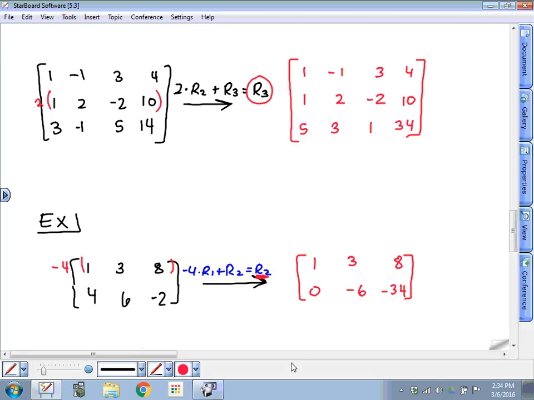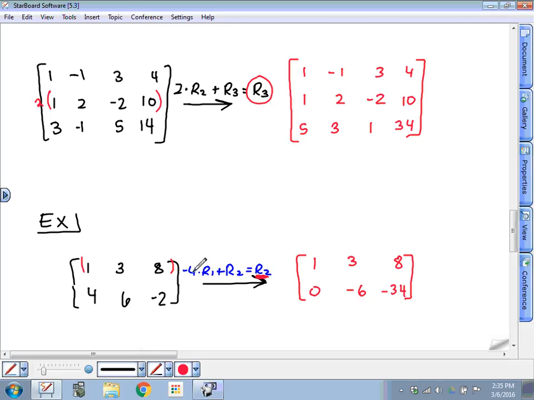So that was just practicing a basic row operation. Now, I'm going to use this to kind of move ahead a little bit in the lesson and give you a preview of why these row operations can be so useful. Recall what this augmented matrix represents. This augmented matrix represents a system of equations. The top row is an equation of x plus 3y equals 8. The bottom row is an equation of 4x plus 6y equals negative 2.